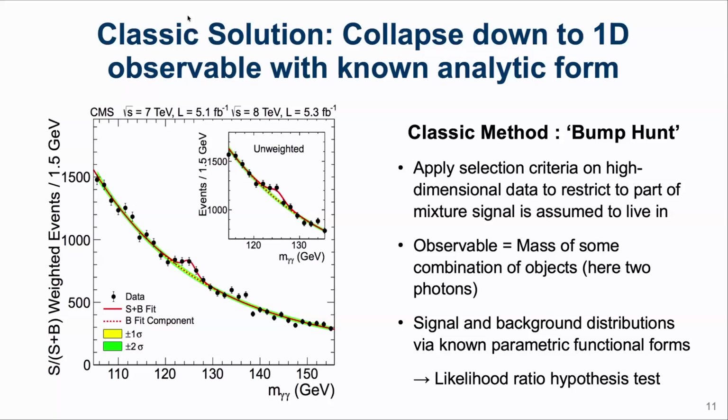Maybe I want to apply some quality selection on those photons or something. So I'm going to apply some selection criteria on the high dimensional thing to try to use some of the information that I know is there. But the final hypothesis test is still going to be in 1 dimension because that's all I can really model the probability distributions in.